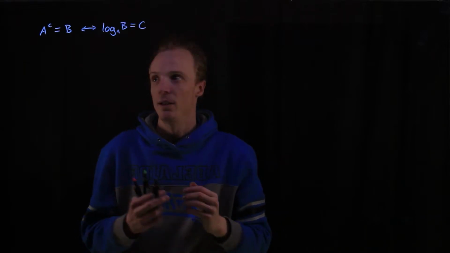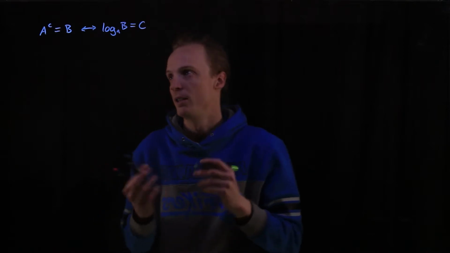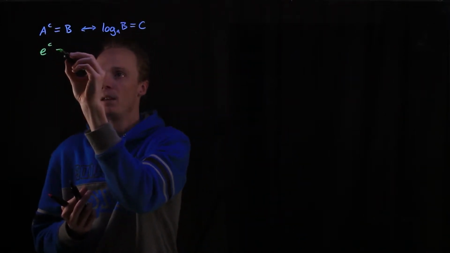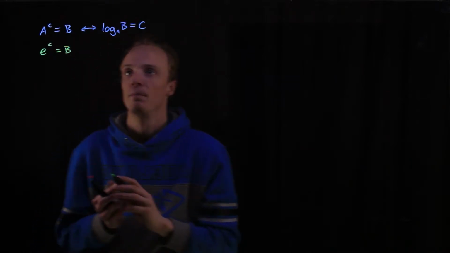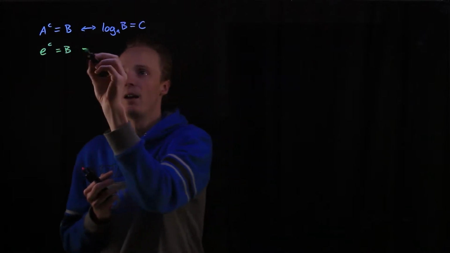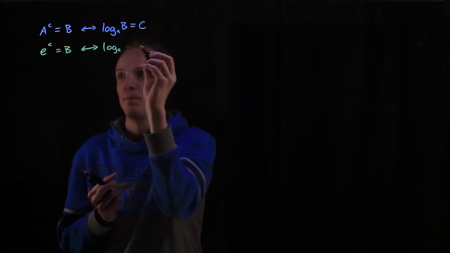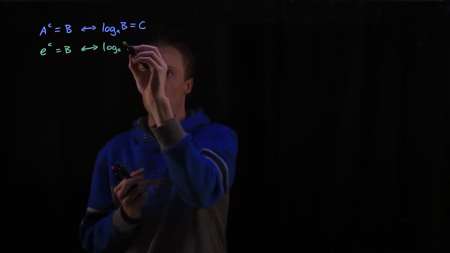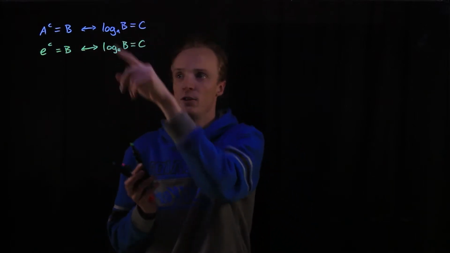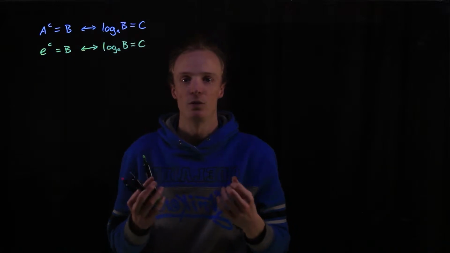Well, what happens if we're dealing with an exponential function that has a base of e? For instance, let's say that we're dealing with e to the power of c is equal to b. Well, we can rewrite this in logarithmic form to say that we have the log with base e of b is equal to c. We're essentially just rewriting this, but our base is the value of e. It's the natural exponential now.